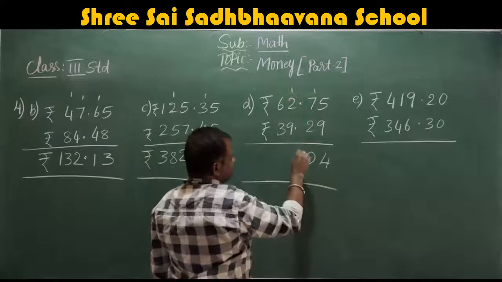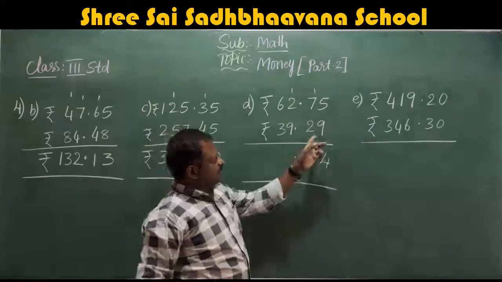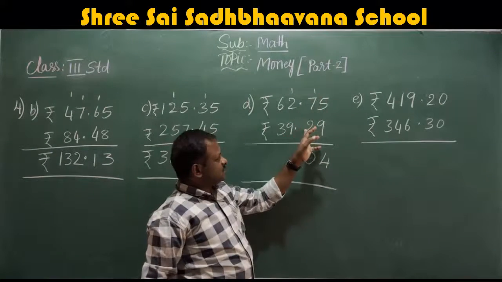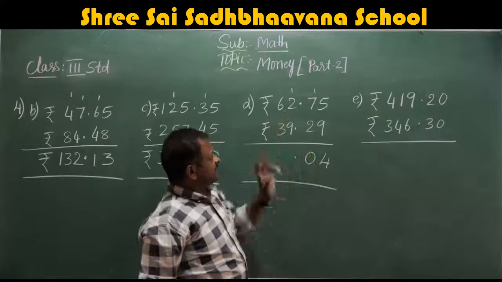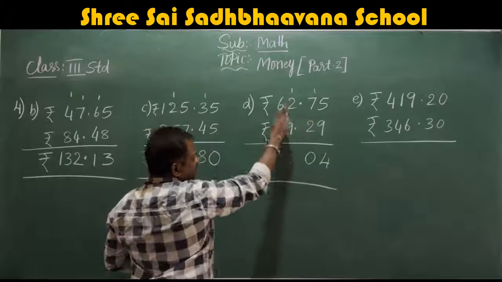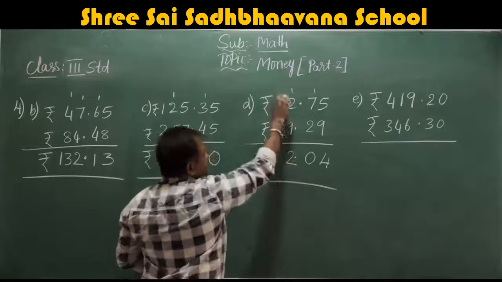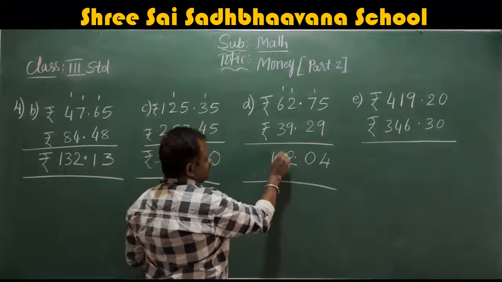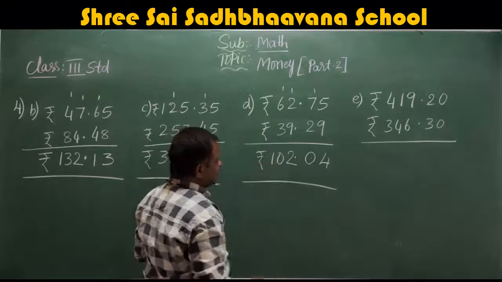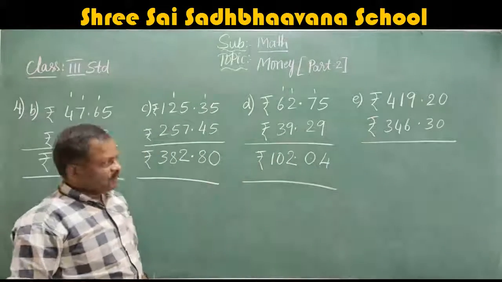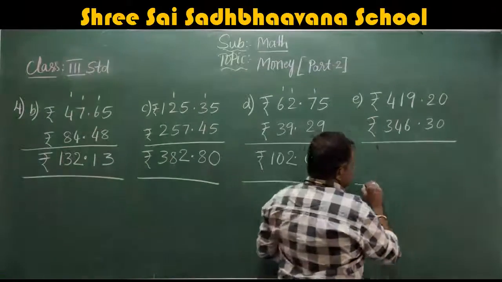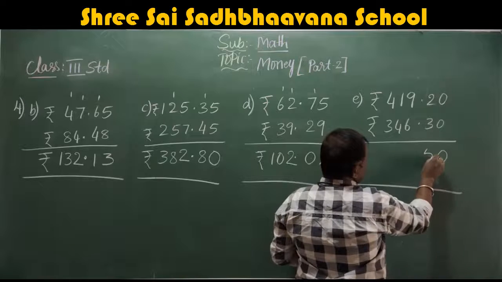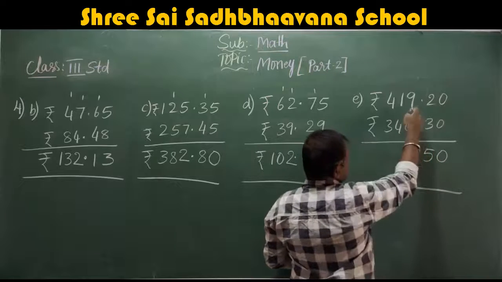Next come to here: 9 plus 5, 14, carry 1, 7 plus 1, 8, 8 plus 2, 10, 0, carry 1. I will explain once again: 9 plus 5, 14, 4 here, carry 1, 7 plus 2, 9 plus 1, 10, 0 here, carry 1, 9 plus 2, 11, 11 plus 1, 12, write 2 here, take carry 1, 6 plus 3, 9, 9 plus 1, 10. So rupees 102.04.